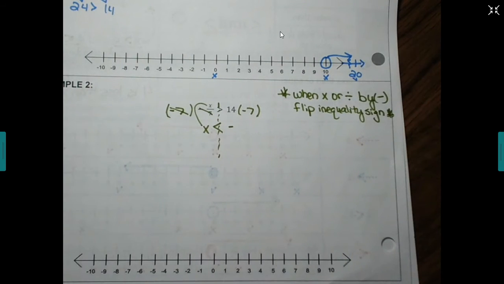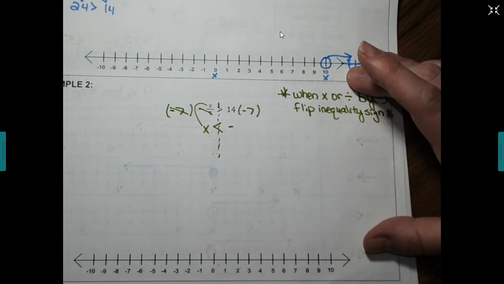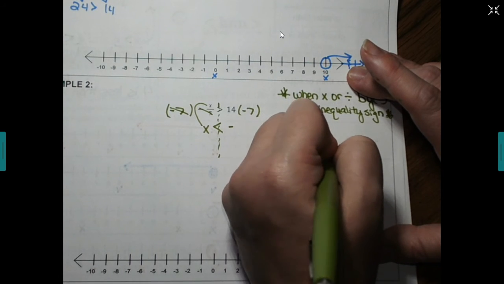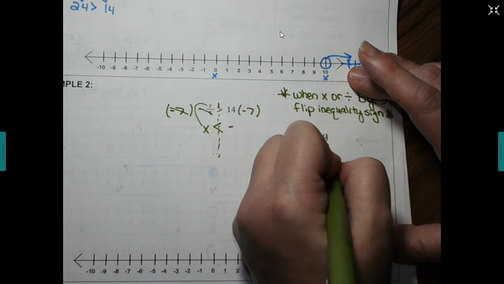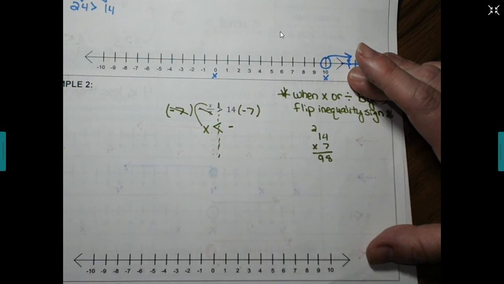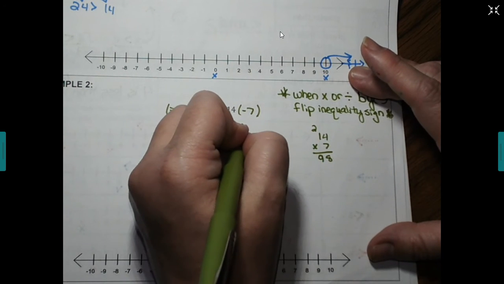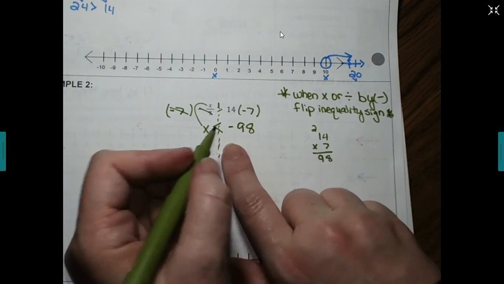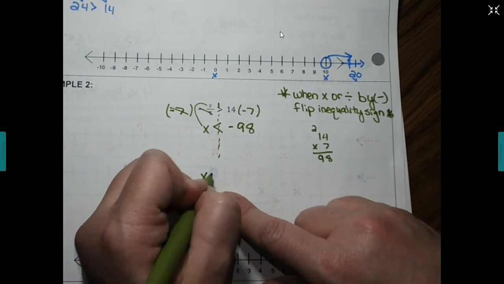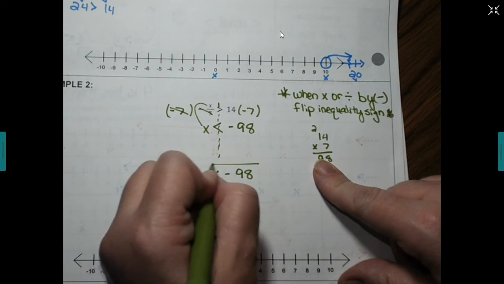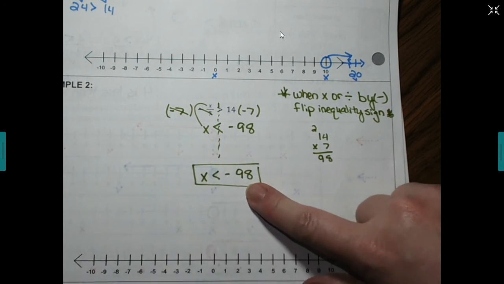negative. Oh no, let's do the old warthog math. 14 times 7, 7 times 4 is 28, 7 times 1 is 7, plus 2 is 9. It's 98. Look at that. So this means that x has to be less than negative 98 to make that statement true.